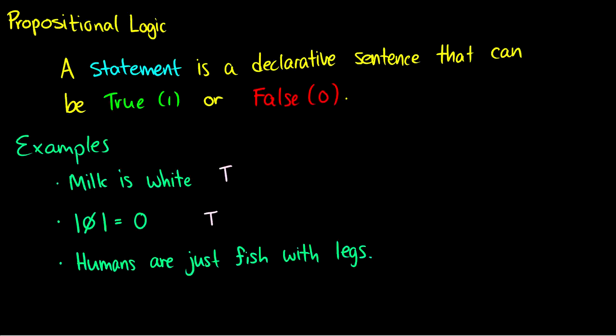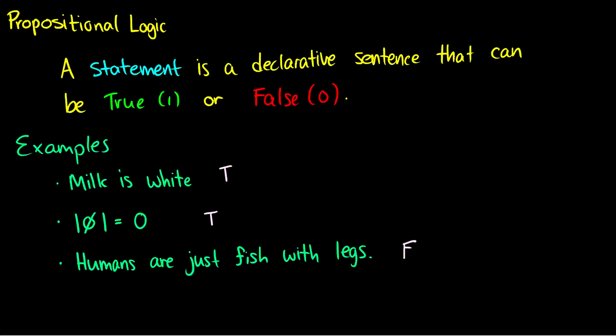It can be true or false. And finally, humans are just fish with legs. Well, that's not true. We are not fish with legs. We're much more than that, so that's false. But the point isn't whether these statements are true or false, but rather that they are statements, which means that in propositional logic, we can express them.